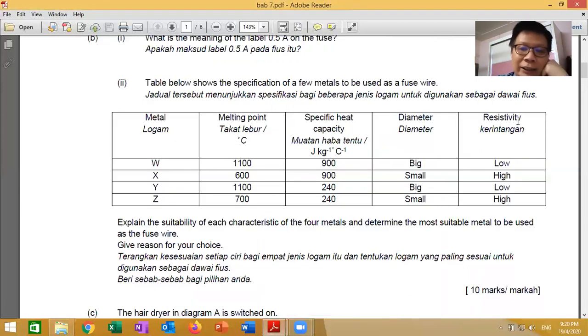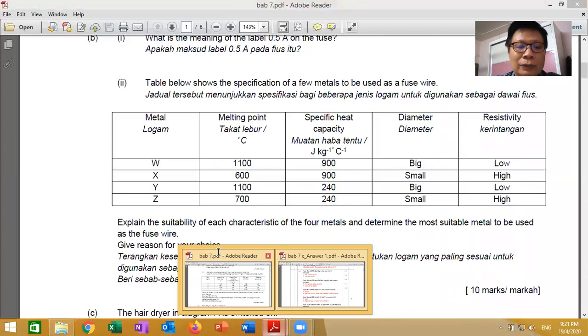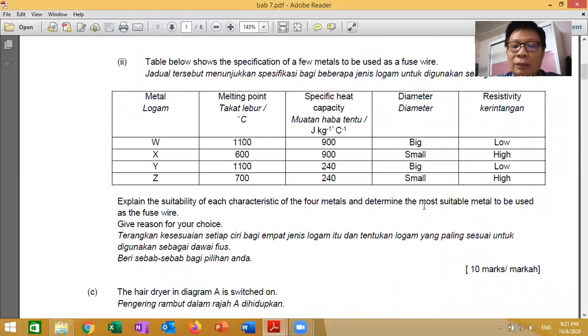The fourth one is on resistivity. Resistivity is a measure of resistance. High or low, which one do you choose? The answer must be high resistivity, because high resistivity also means the resistance is high. High resistivity means high resistance, which can produce more heat. Producing more heat means easy to melt, and then cut off the current. We have given four suggestions and four reasons here already. So the last part of the question demands you to state which one is the most suitable.